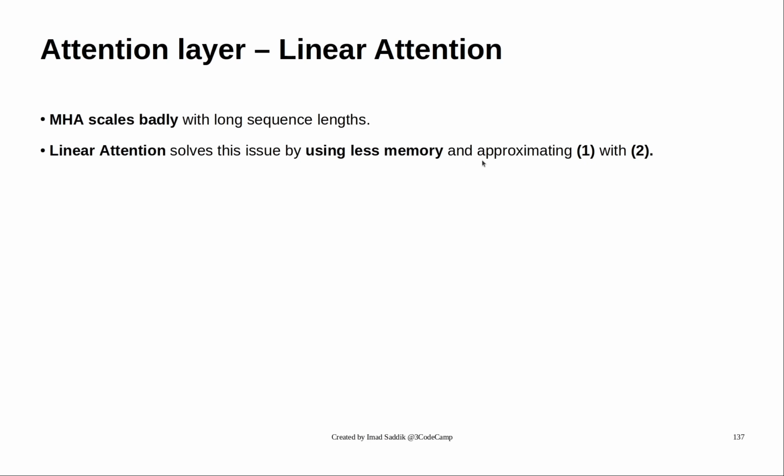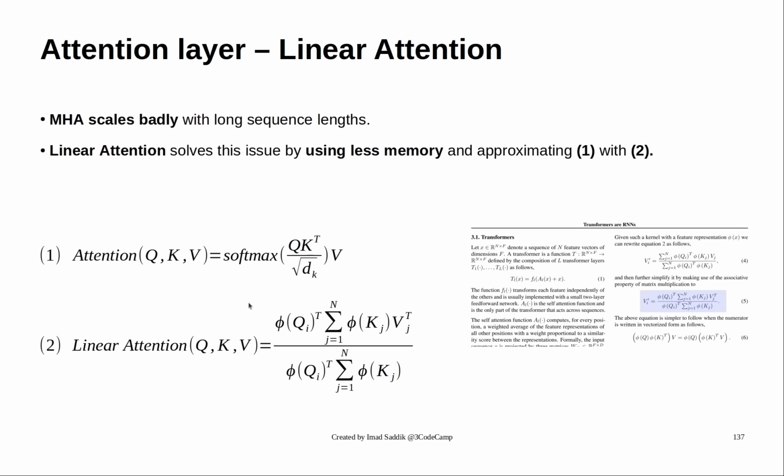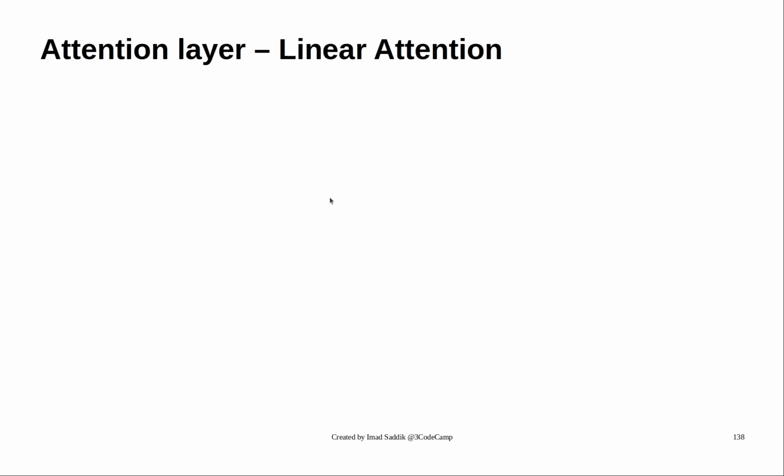Well, researchers found a way to approximate the attention formula with this one. You can find this approximate equation in the paper that I have highlighted in the previous slide. And as you can see, here is the equation number 5 is exactly what I have written here. Also, researchers found that even though we are doing this approximation, which goes from big O n squared to O(n), basically turning the complexity to be linear, this method can give you good performance even with this approximation. Now let's see how the attention layer looks like.